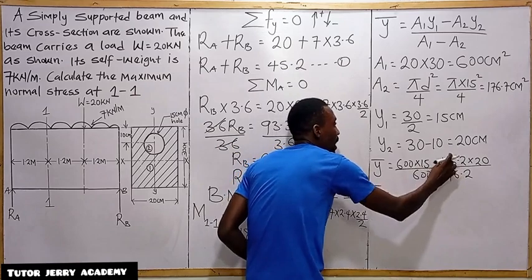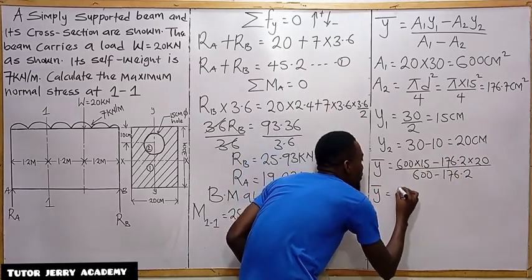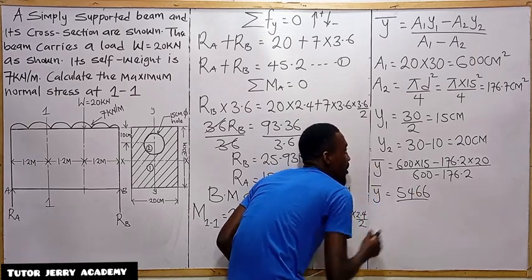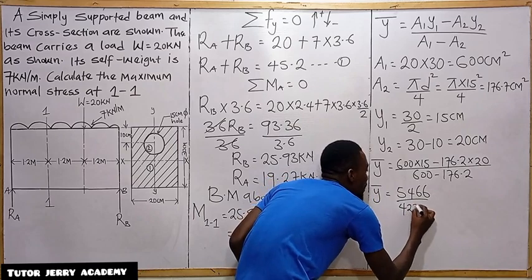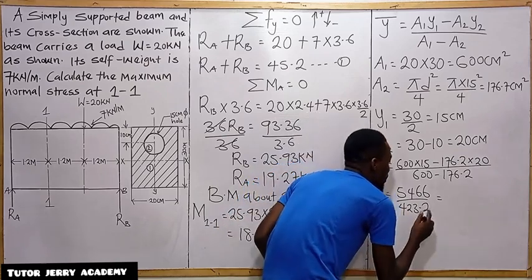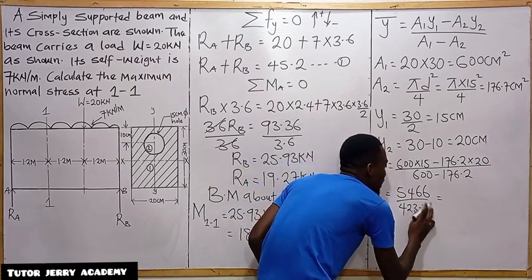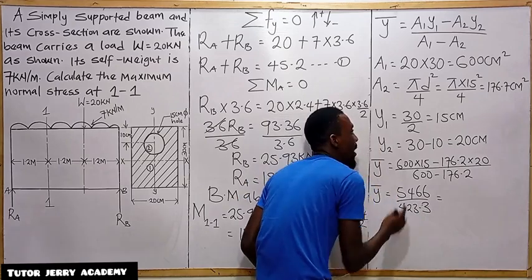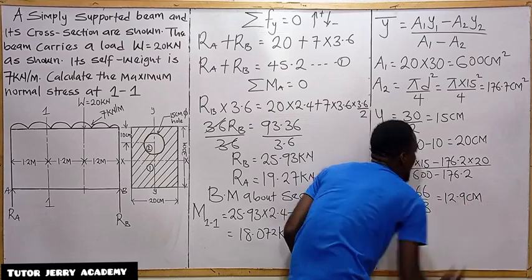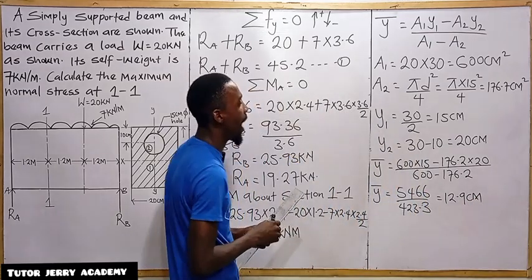All right, so our y bar will be equals to, so if you do your math, you are going to have everything that we have here to be 5,466 divided by 600 minus this. You are going to have this to be 423.3, and if you divide this by this, you are going to have 12.9 cm. So this is our y bar.